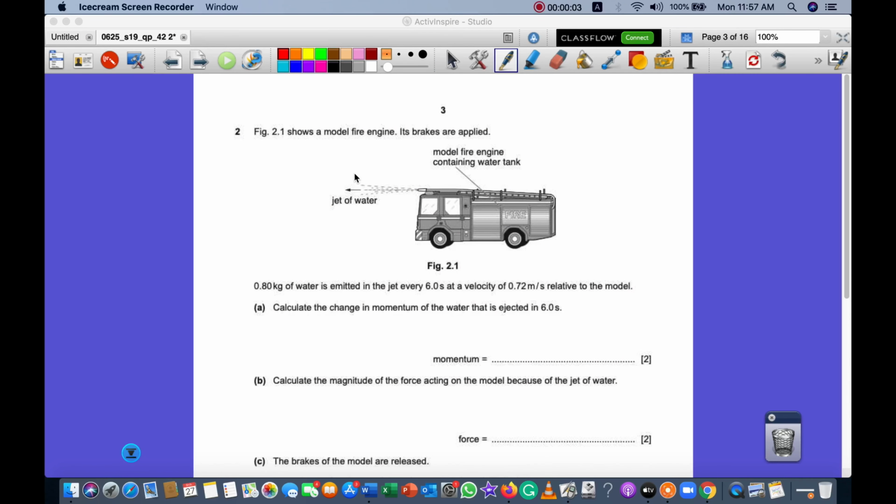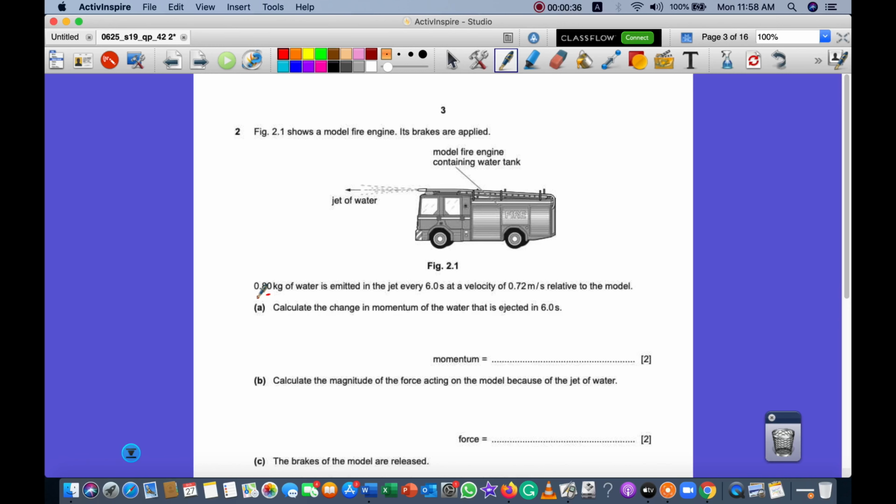Hello guys, today we are continuing solving paper 4 2019 May-June variant 2. Question number 2. Figure 2.1 shows the model fire engine. Its brakes are applied. 0.80 kilogram of water is emitted in the jet every 6 seconds at a velocity of 0.72 meter per second relative to the model. Calculate the change in momentum of the water that is ejected in 6 seconds.